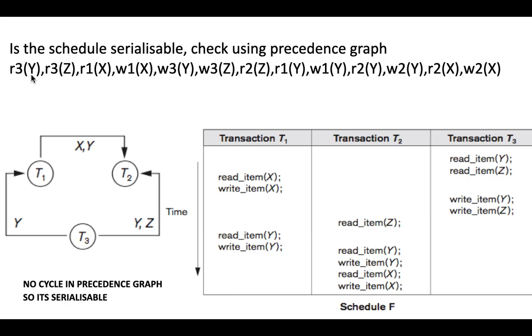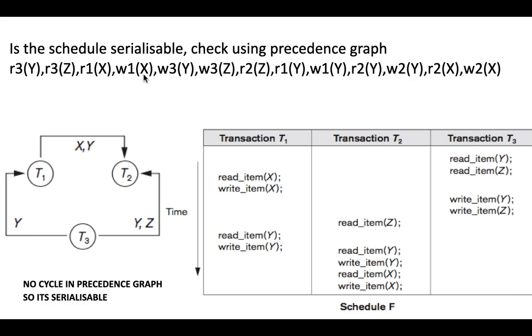Now let's see how to write the operations as scheduled in this table. First one is R3Y. If it is R3Y, it means read item Y in the third transaction. So we write a read item Y corresponding to the column of the third transaction. Then it is R3Z, so we write read item Z in T3. Then it is R1X, so we write read item X in T1. This 1, 2, 3 denotes the transaction it belongs to. Note that this read item X comes after this read item Z, so we write it below this. That is the order to be followed.